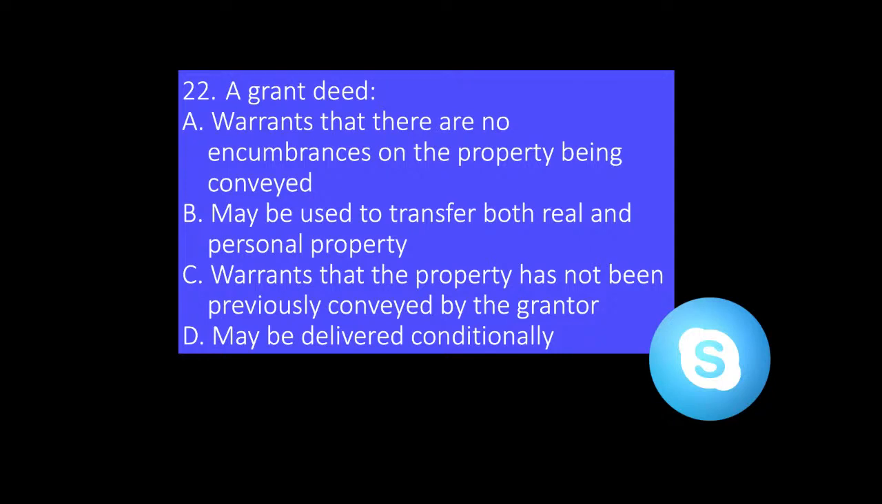Warrants that there are no encumbrances? No, there could still be encumbrances on the property conveyed. Okay, so you're left with C and D. Warrants that the property has not been previously conveyed by the grantor. Is that your final choice? Conditionally. I think it's D. What's your choice? A.